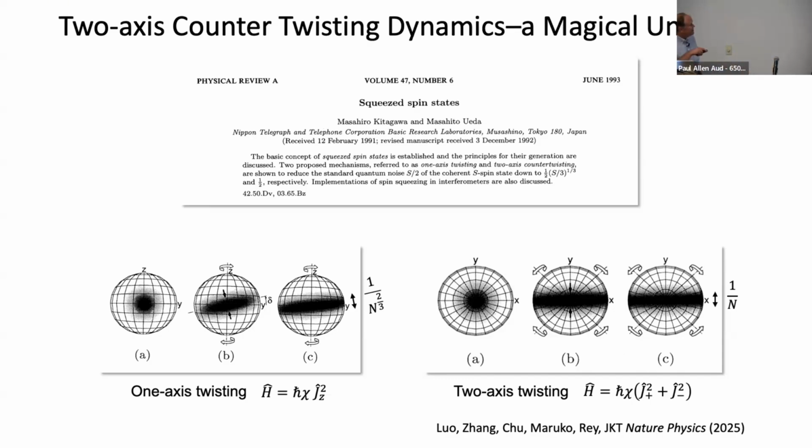And so the basic idea is in Kitagawa and Ueda, they proposed one-axis twisting, which has been the workhorse of the field for quite some time. It's an all-to-all Ising interaction, J_z squared here. But they also proposed in that same paper exactly this Hamiltonian, J plus squared plus J minus squared, and it actually gives you exponentially fast squeezing that in principle can take you to the Heisenberg limit. Okay.